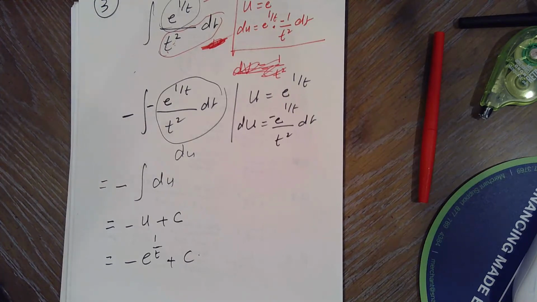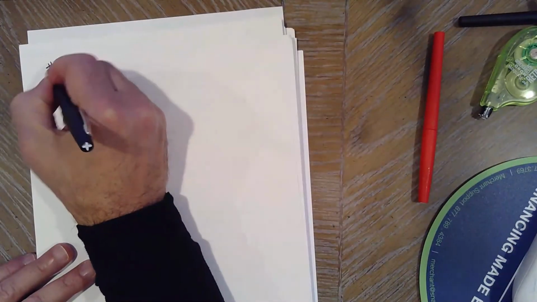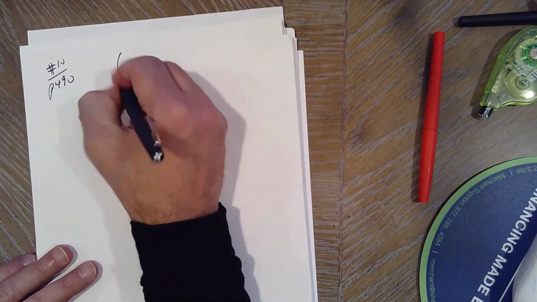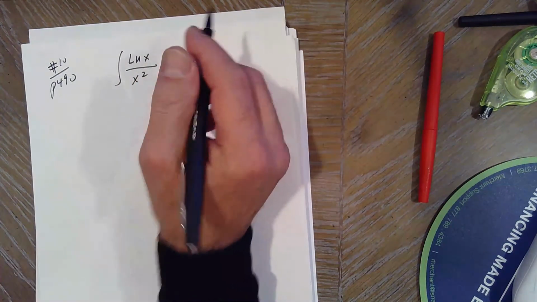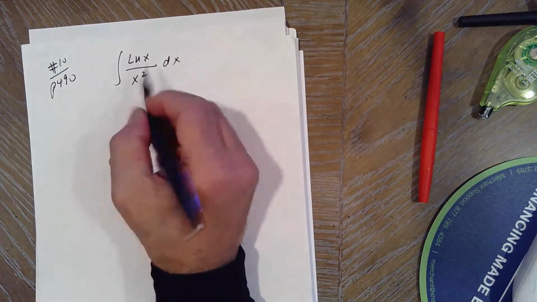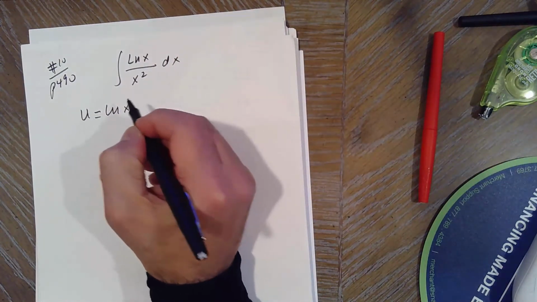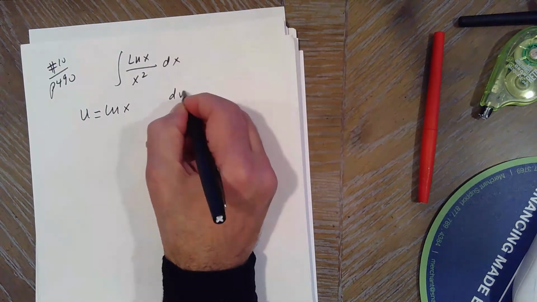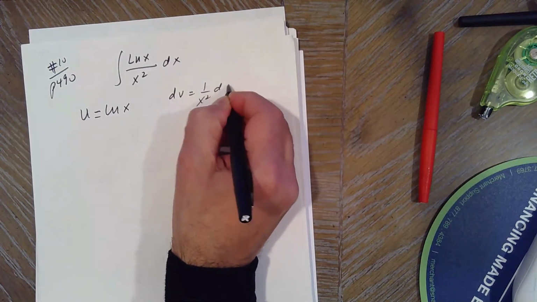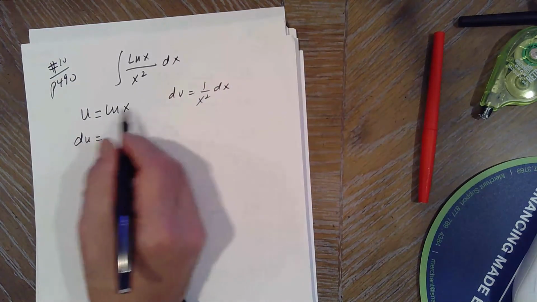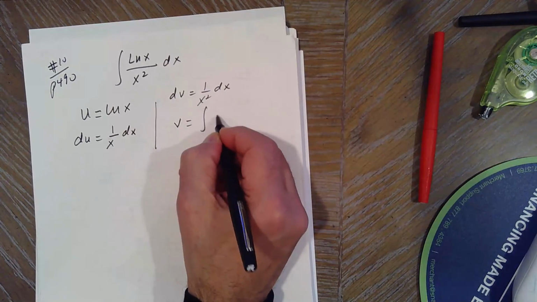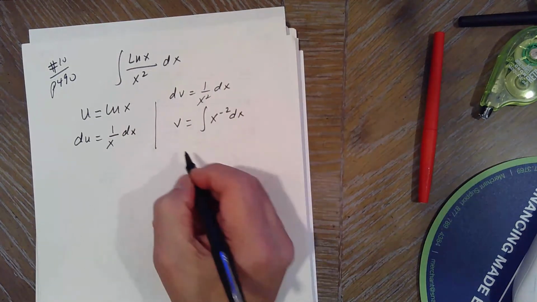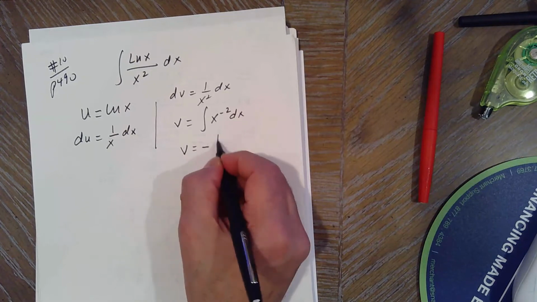Number 10, page 490. Integral of ln of x over x squared dx. Again, obviously u is ln of x, and dv is the rest, 1 over x squared dx. So du, the derivative of ln of x, is 1 over x dx, and v is the integral of x to the negative 2 dx, which is negative 1 over x.